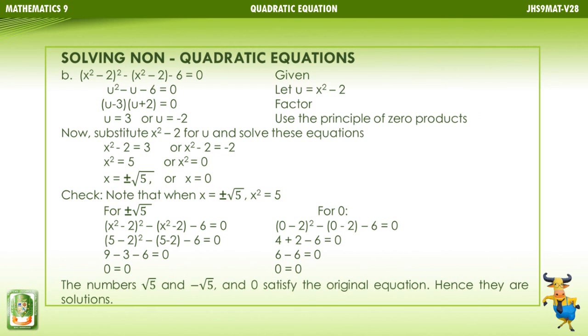For 0: (0 − 2)² − (0 − 2) − 6 = 0. 4 + 2 − 6 = 0. 6 − 6 = 0. 0 = 0. The numbers √5, −√5, and 0 satisfy the original equation. Hence they are solutions.